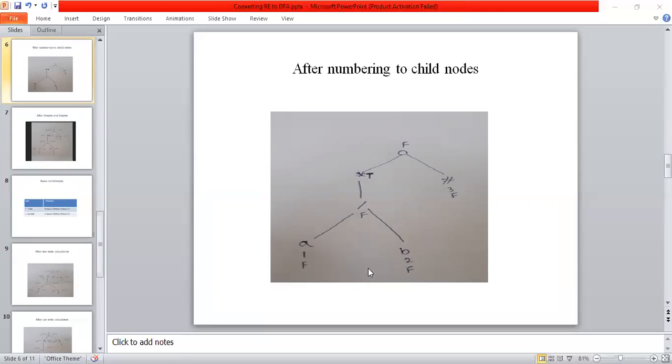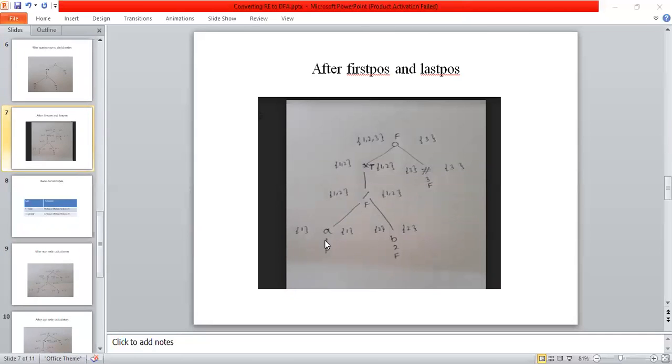For each particular node, the left side is the first position and the right side is the last position. Similarly for this node also, left is first position, right is last position, and the same for this node. Same thing I did here. Here I have node 1, its first position is 1 and its last position is also 1. For node 2, first position is 2 and last position is also 2. And for node 3, first position is 3 and last position is also 3. So according to the first rule, I constructed the first position and last position.